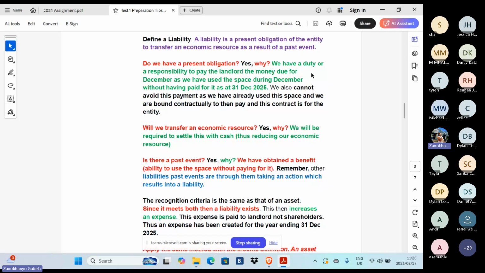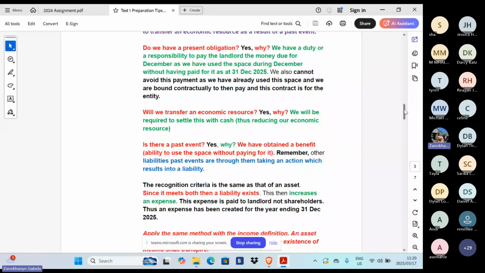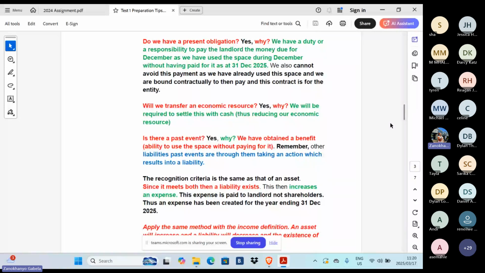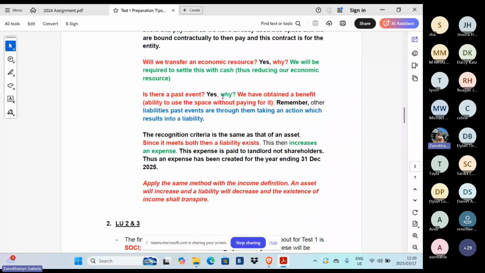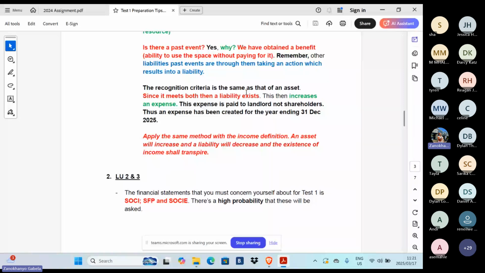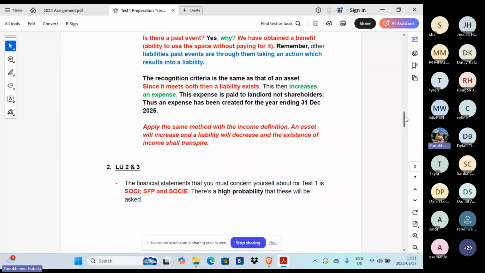And then we will be transferring an economic resource because of this transaction? Oh, yes, we will be required to settle this with cash because remember the terms in the rental agreement, you stay in the flat and then you pay. So that's the idea. Is there a past event? Yes, definitely. We have obtained a benefit because remember we've obtained this benefit in December, so that remains a past event. And also signing the rental agreement also serves as part of the past event because it's what also enabled us to actually have this liability. So then if the definition and the recognition is met, and this results in an increase in liabilities, then that means in this case we have an expense. So that's how you would then approach a conceptual framework question to say how do you answer it.